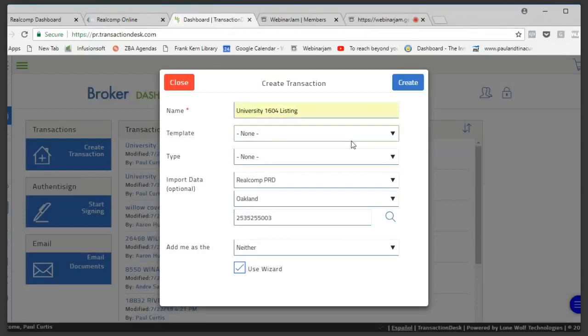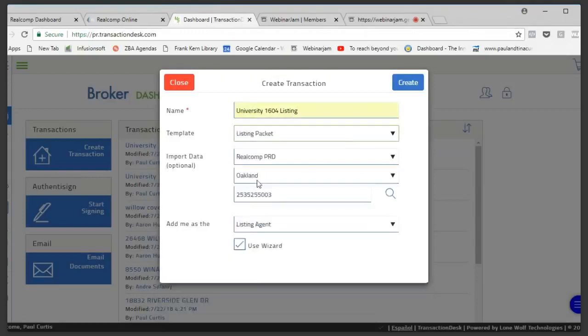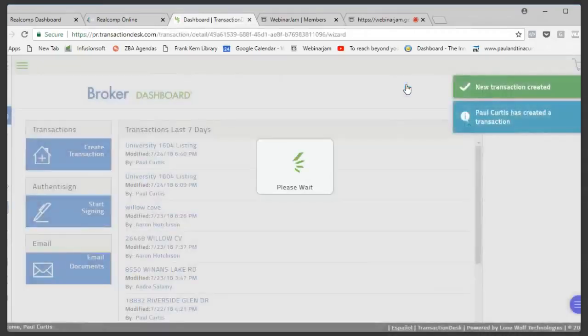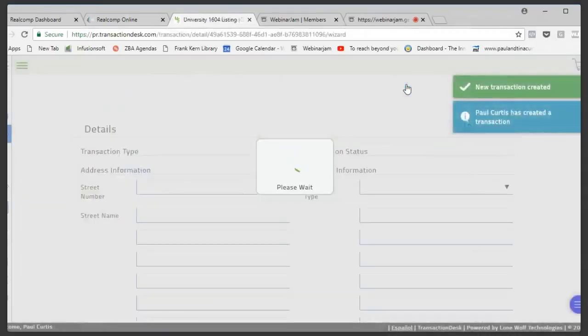We're going to do a template and we're going to do a listing packet. The reason we're going to do that is all of our forms, our office forms, and the required forms are in here for you when you do the template. It also lets me add the listing agent. In this case, I signed in under Paul, so Paul will be the listing agent, and I'm going to use the wizard. Then we're going to create. I'm not going to fill out everything in the wizard because I want to show you everything from the forms.